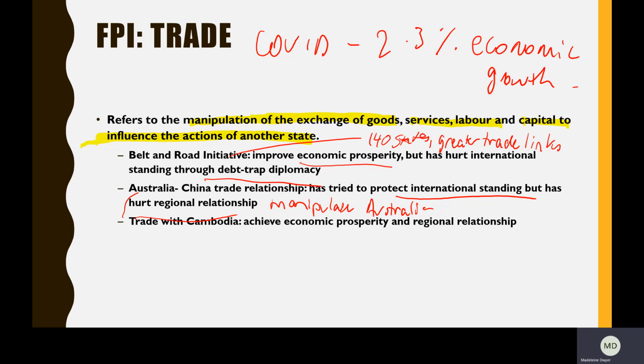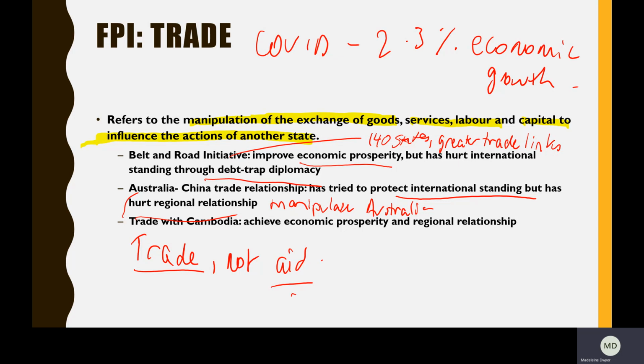In terms of a positive use of trade, Cambodia is a really good go-to there. There's lots of statistics and lots of positive things that have been happening there. Make sure, though, you are referring to trade, not aid. So if you're unsure of whether the stat is a trade stat or an aid stat, please ask, but there is a very clear distinction between them.